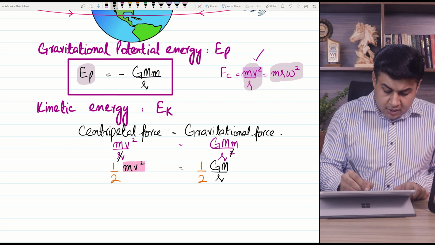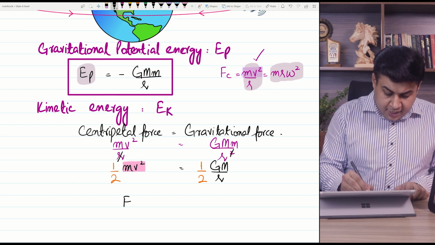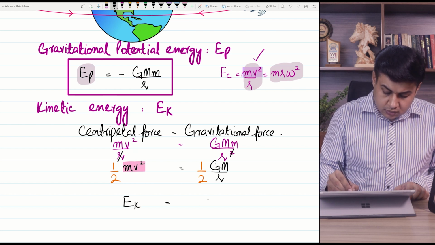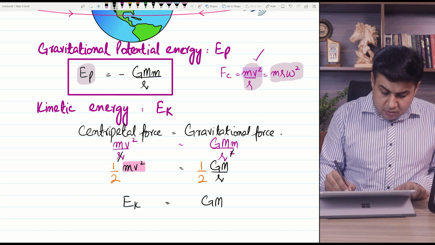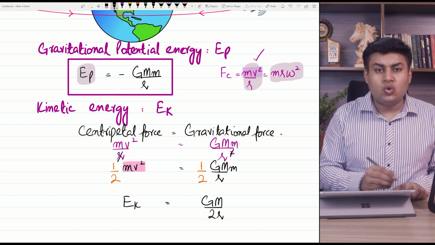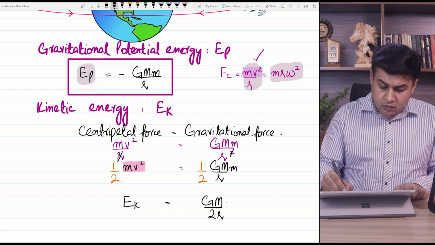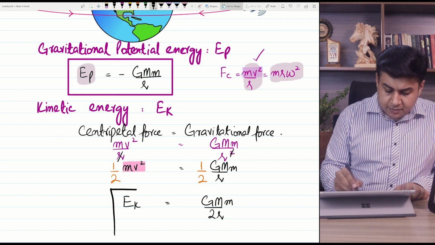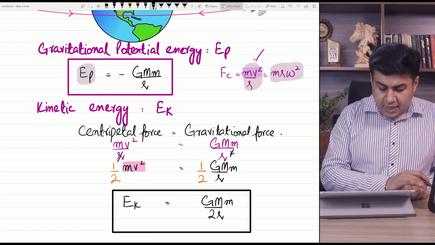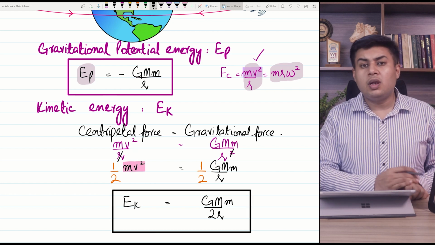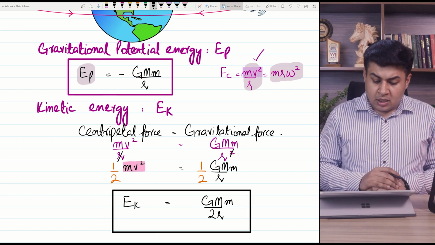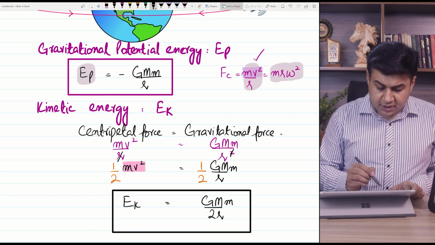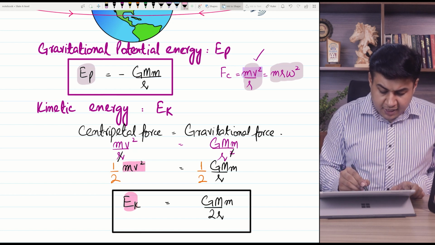So you will write kinetic energy is equal to GMm over 2r. Now you have the formula of kinetic energy as well. Right? So once again the unit will be joules. Right? So this is the formula of gravitational potential energy. This is the formula of kinetic energy.